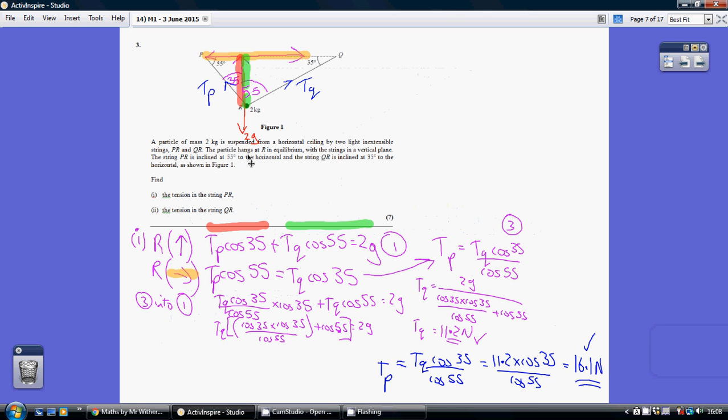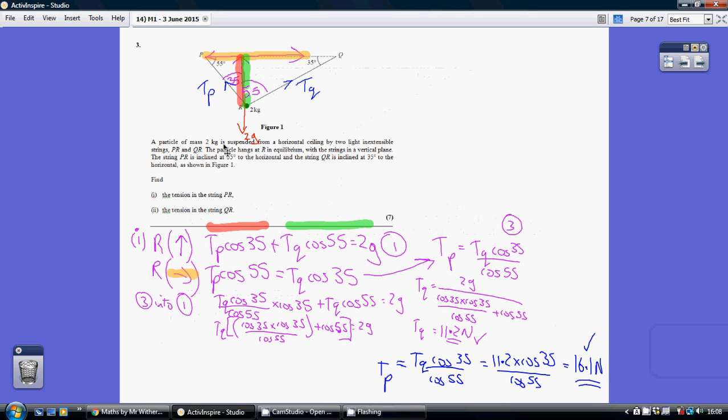So, first thing to take on board is that the tensions in the two strings are different because we've got two light inextensible strings. So let's call the tension in this string TP and the tension in this string TQ. Obviously this angle here is 35 degrees, angles in a triangle equal 180, and this one is 55. So we need to do two things.